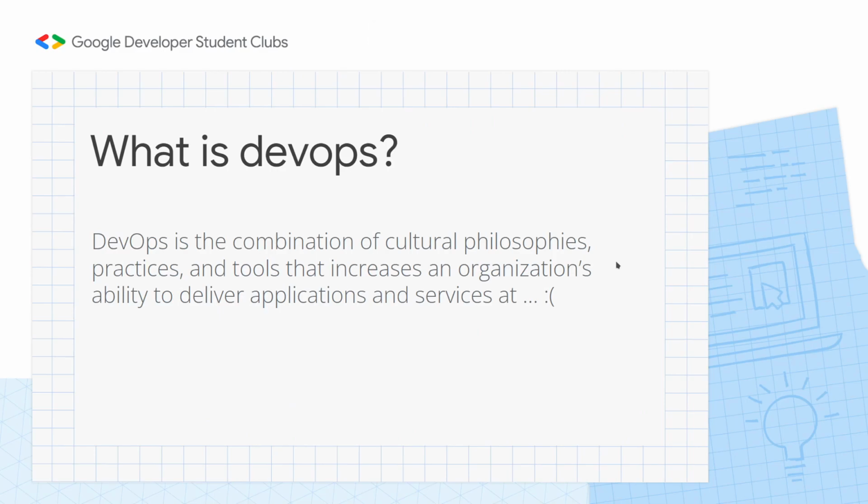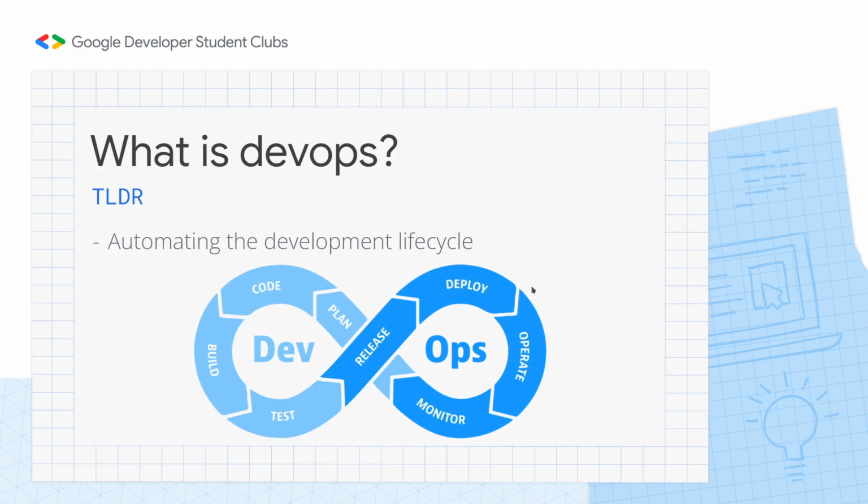So the question is, what is DevOps? And if you Google it, the first thing you'll see is DevOps is a combination of cultural philosophies, practices, and tools that increase an organization's ability to deliver applications and services at blah, blah, blah. A lot of stuff there that I don't quite understand. So TLDR, DevOps is automating the development lifecycle.